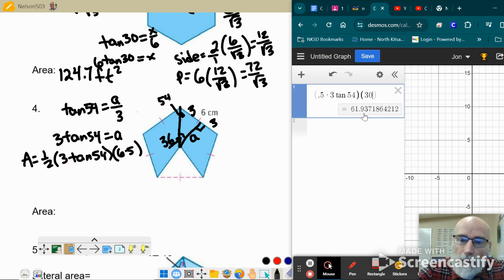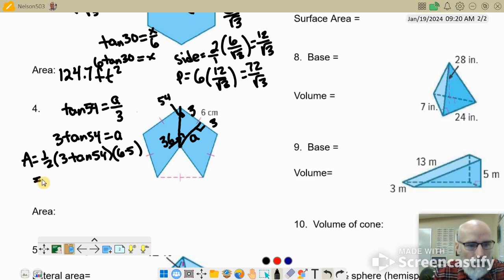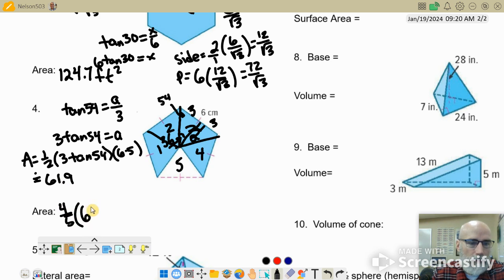So that's 61.9 something, right? So the whole area is 61.9. But I only want 4/5 of it, because there's 1, 2, 3, 4, and 5. I don't want the 5th one. So I want 4/5 of this number. So I'm going to take 4/5 of 61.9.